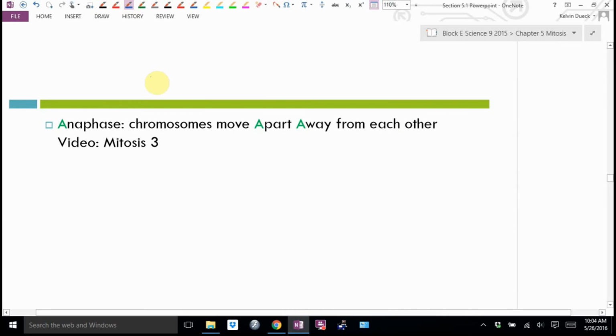Anaphase, I think this is where we start to write. The third stage. In anaphase, the chromosomes move away apart.